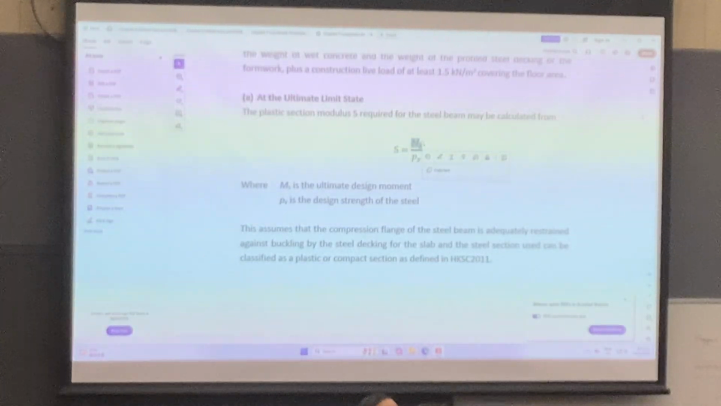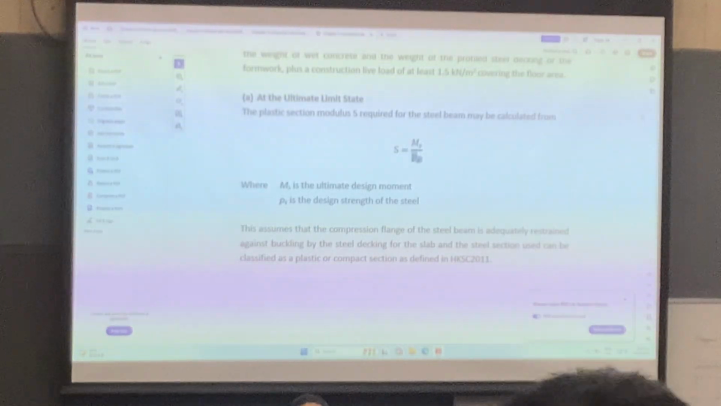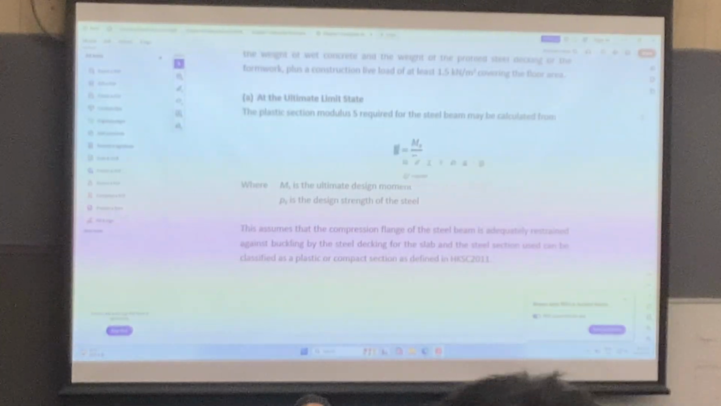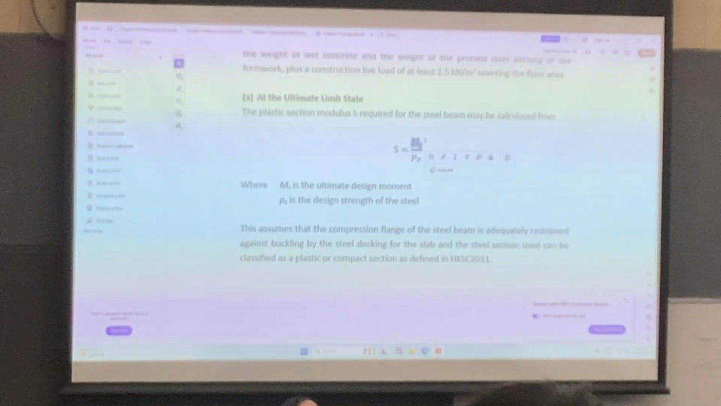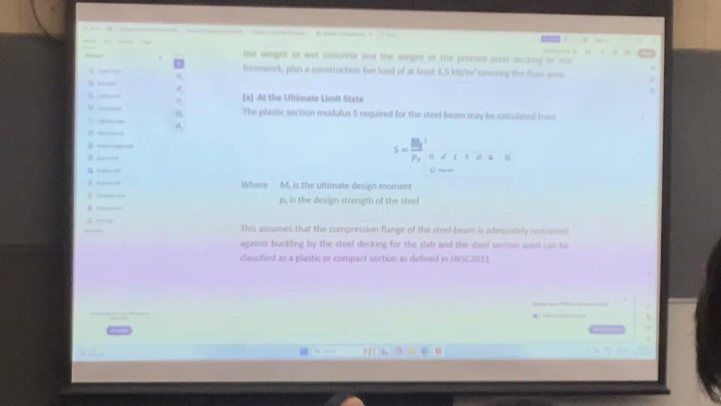So this is the very basic assumption: you assume that your beam can form a plastic hinge, or you can have yielding in the section. Then you just use the design strength of the steel, which is Py, times S. S we call the plastic section modulus. Just Py times S, then we can get the ultimate moment capacity of the section.